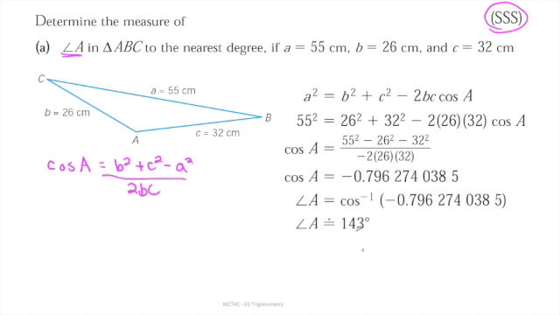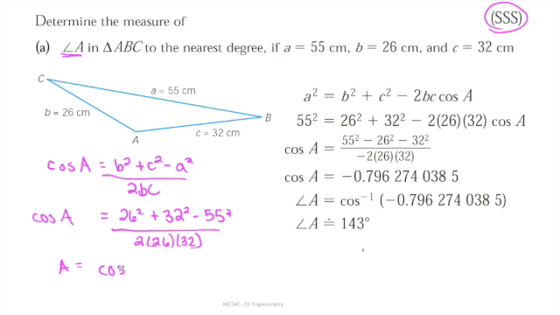Okay, so you can write those steps down if you want, or I'll show you on this side. So you're going to get b squared, which is 26 squared, plus c, which is 32 squared, minus 55 squared, all over 2 times 26 times 32. That's still cos a. And then to get a by itself, you need to take the inverse cos of this big number. You can type that in your calculator first and actually simplify that if you want. So you don't have to rewrite that.